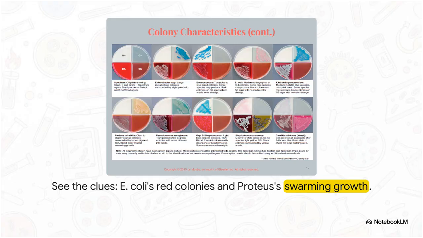And here you can see it in action on some real culture plates. You can start to identify different suspects just based on these visual clues. On this particular type of media, E. coli often shows up as these distinctive red colonies. Proteus, on the other hand, is famous for this swarming growth that just takes over the entire plate. And then you have Streptococcus, which makes these teeny tiny little pinpoint colonies. It's pure pattern recognition, and it's awesome.